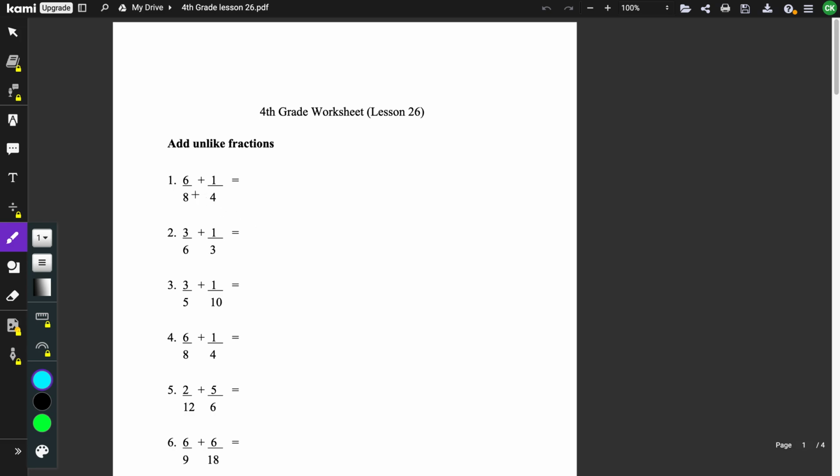So looking here, 6 over 8 plus 1/4. 1/4 has a common base, which is actually 2 over 8. And 2 over 8 plus 6 over 8 is essentially 8 over 8. And 8 over 8 is basically 1. So the first one's going to be 1.